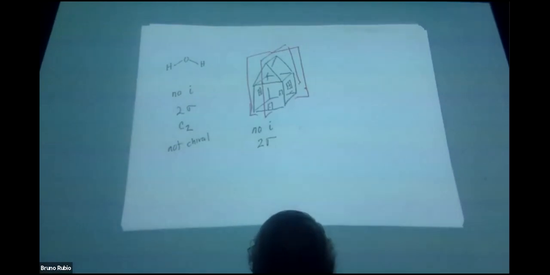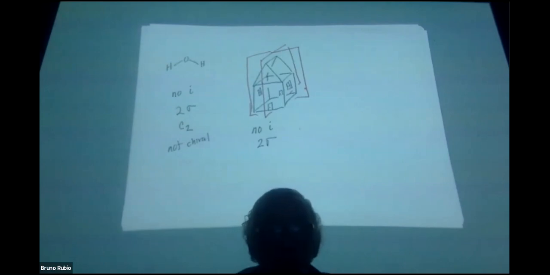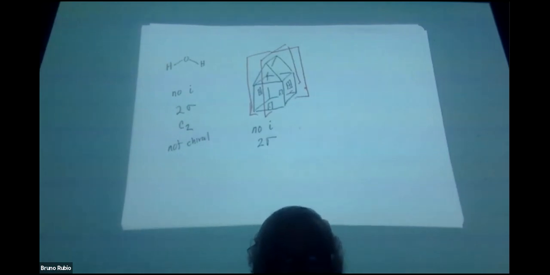So tell me about housane. Does it have a C2 axis? Or how many C2 axes does it have? Right? The answer here is not yes or no. The answer is how many C2 axes?